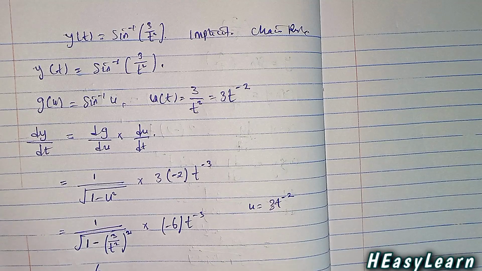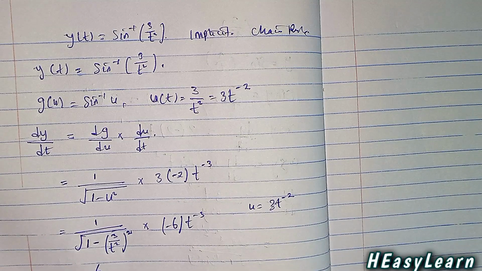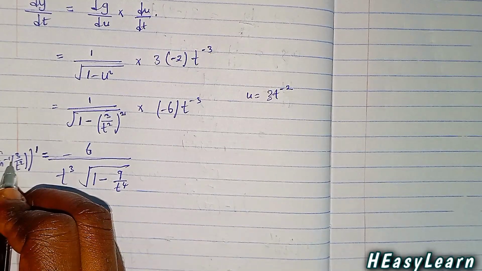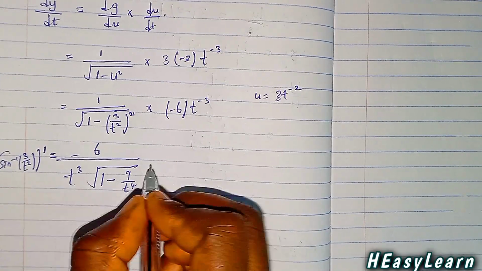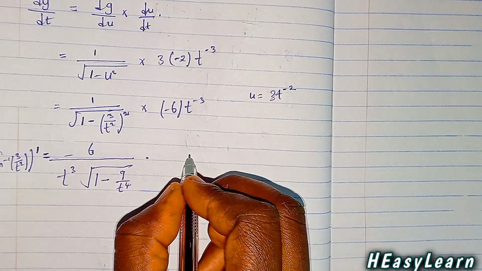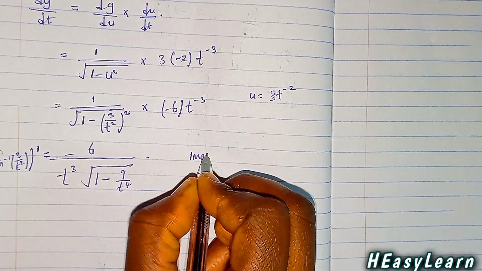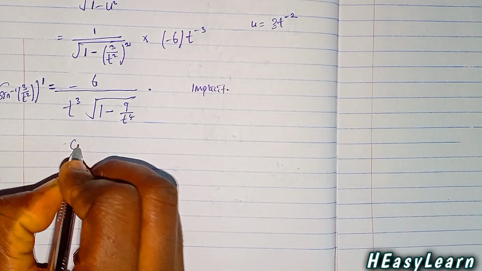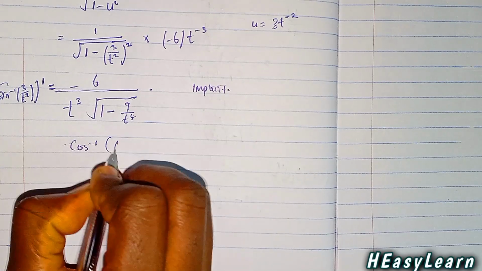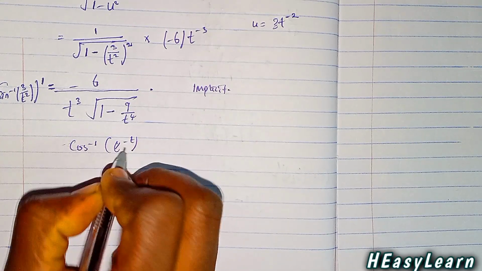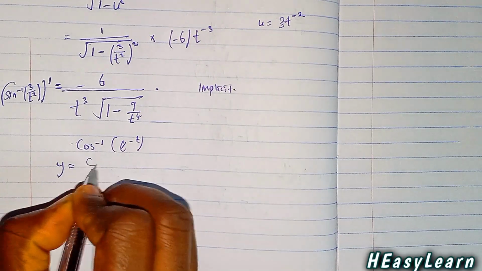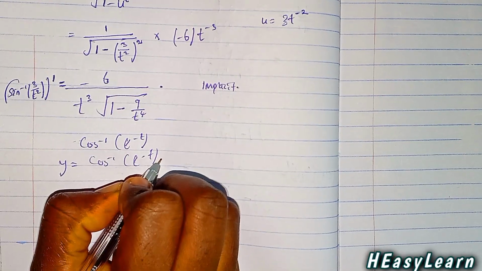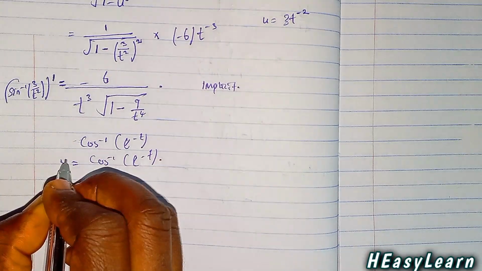This is the derivative of sin inverse of 3 over t squared. So this is the derivative of sin inverse of 3 over t squared using chain rule, and it's the same as when we use the implicit method. In a case where the function is given to be cos inverse of exponential minus t, you let y equal cos inverse of exponential minus t. You can use implicit method or chain rule.